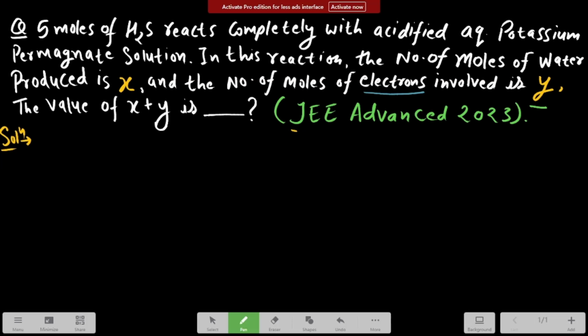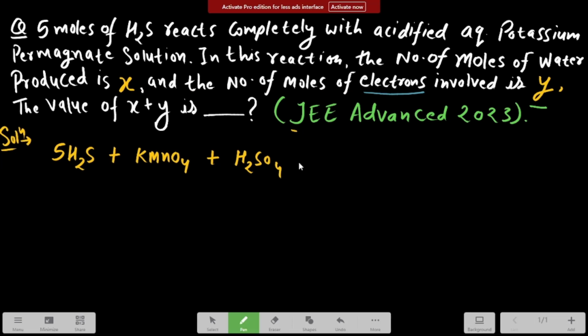So first we need to write the chemical equation for this reaction. The question says acidified potassium permanganate. That means potassium permanganate is reacting with sulfuric acid. There is some kind of acid involved in the reaction. So let's write the equation: 5H₂S, 5 moles of H₂S as given in the question, reacting with aqueous potassium permanganate solution. So let's write KMnO4, that is potassium permanganate, plus acidified, so let's write H₂SO4.